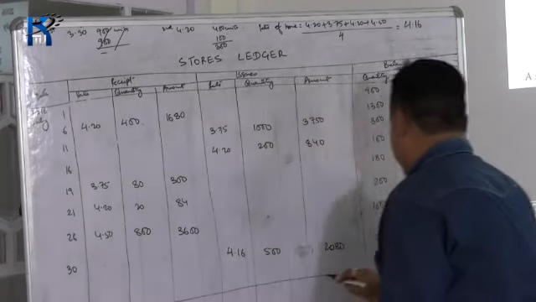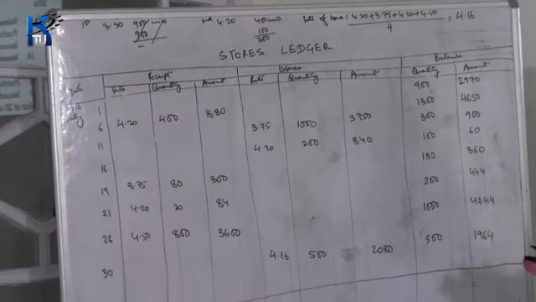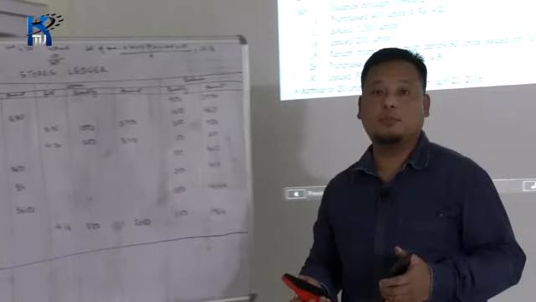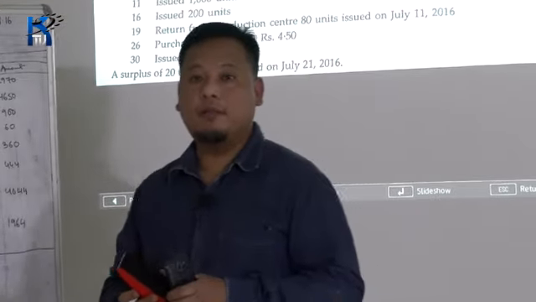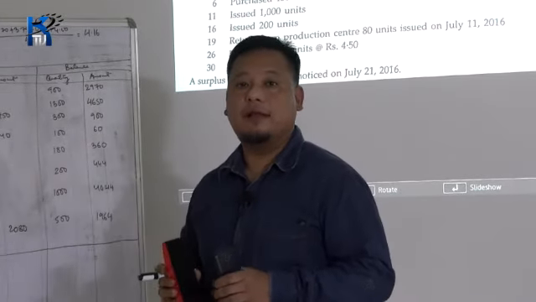You cross a line across the store's ledger. So this was today's lesson. Today we have completed 2 methods, the LIFO method, last in first out method, and the simple average method.